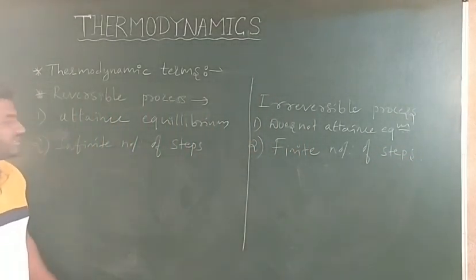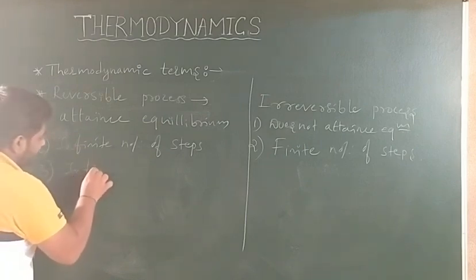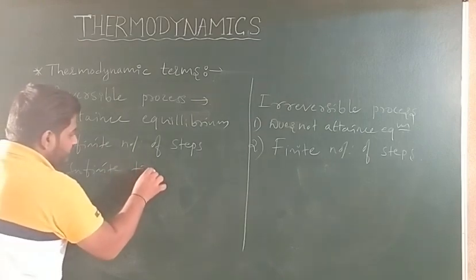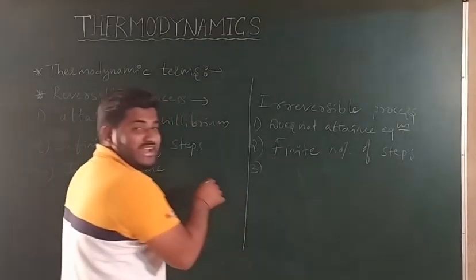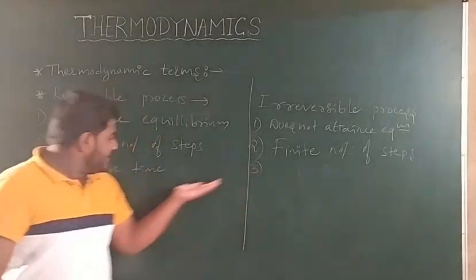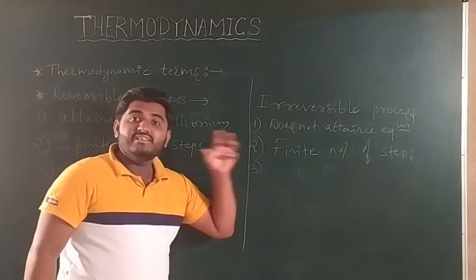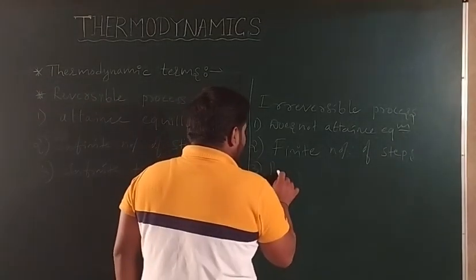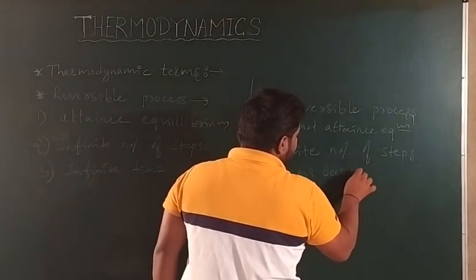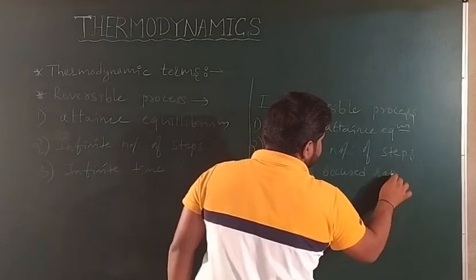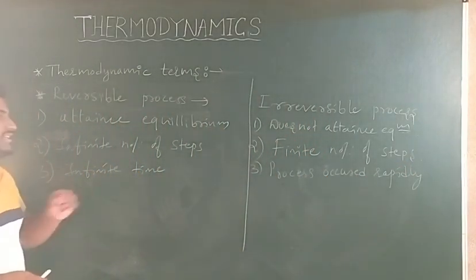Third one, it requires infinite time. No definite time here. Infinite time. No fixed time. Here the process occurs very rapidly, very fast. Here it is very slow, therefore infinite time. Here the process occurs rapidly, or finite time you can write. Rapidly means fast. So this is third.